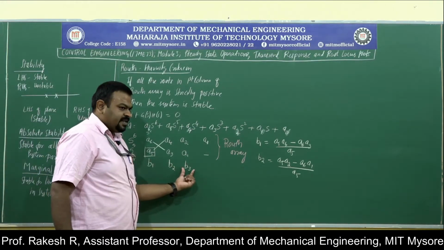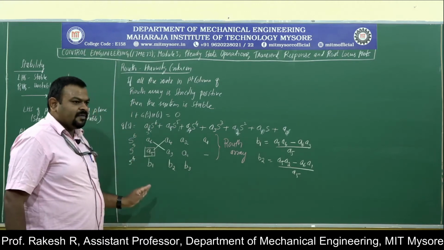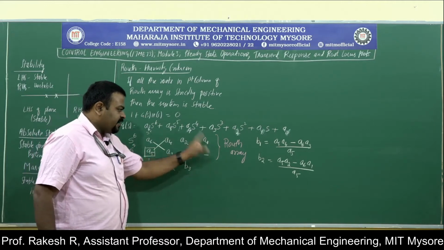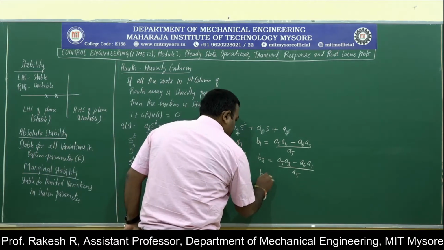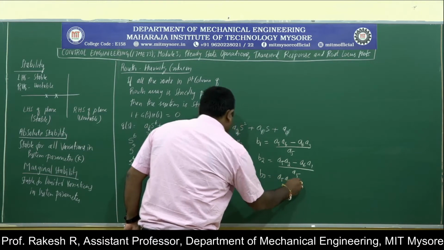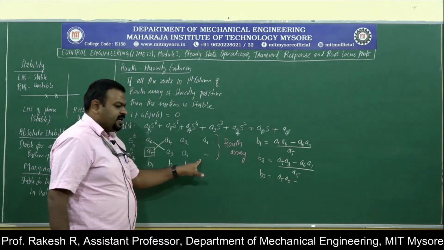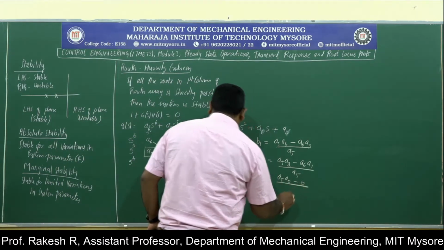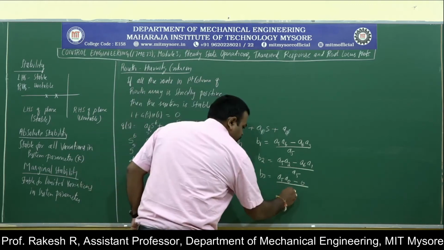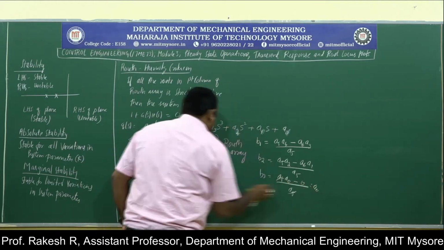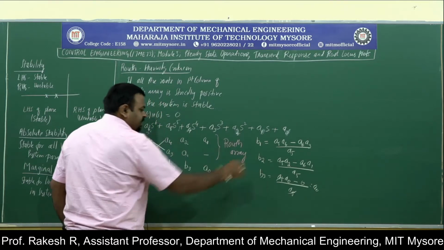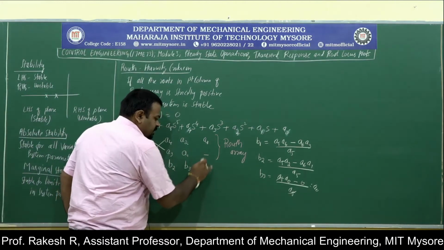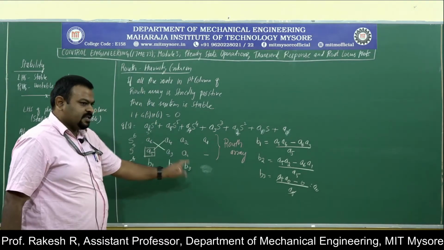If I want to compute b3, I will take the first column of the Routh array. b3 is a5 into a0 minus a6 into dash, dash is nothing but 0, so a6 into 0 is 0, divided by the key element a5. So I will get a0 only. So b3 is nothing but a0, as there is no term here.